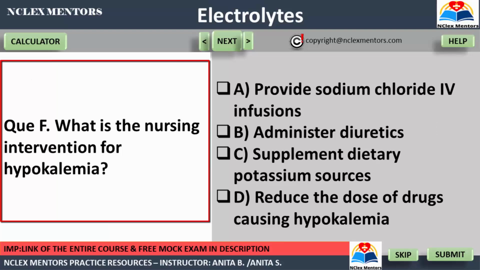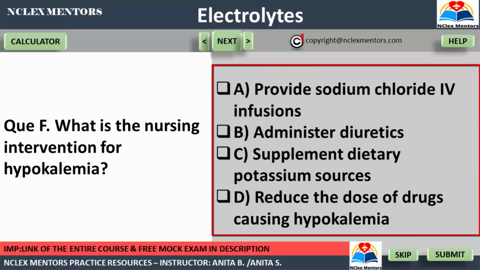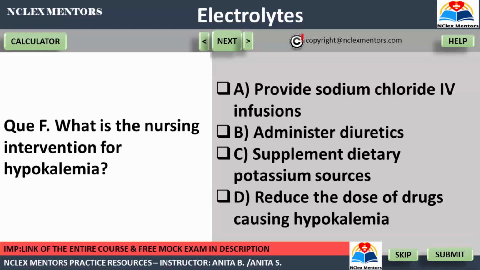The options given to you for this question on the screen are: Option A, provide sodium chloride IV infusions. Option B, administer diuretics. Option C, supplement dietary potassium sources. Option D, reduce the dose of drugs causing hypokalemia. Take your time to go through the question and each of these options. The timer starts on top right corner of the screen, but if you need more time, you can pause the screen as well.